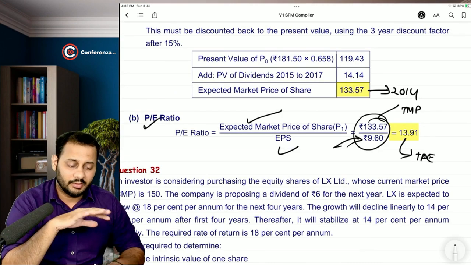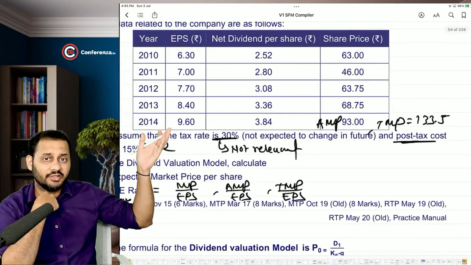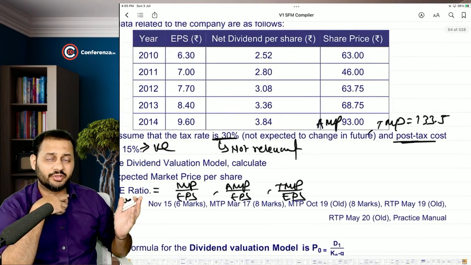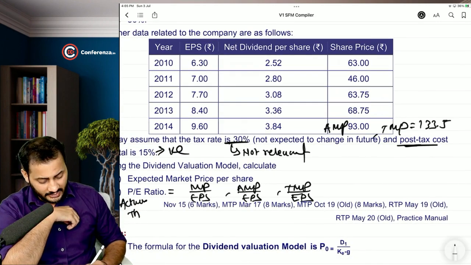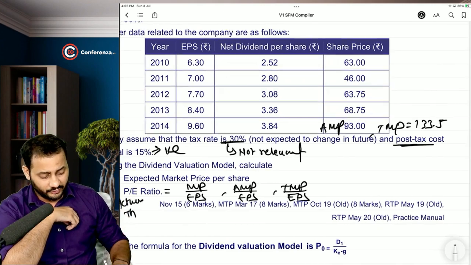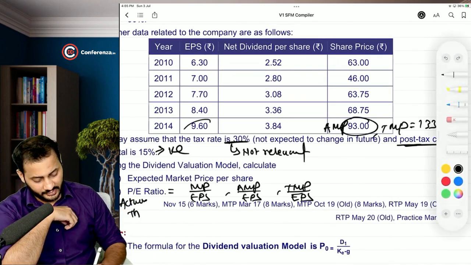Okay, that's okay. But please do not take actual market price in the numerator in order to calculate the P/E ratio, because the institute is not going to ask you such a simple question, that they ask you for the P/E ratio and you take the figures from here and here.